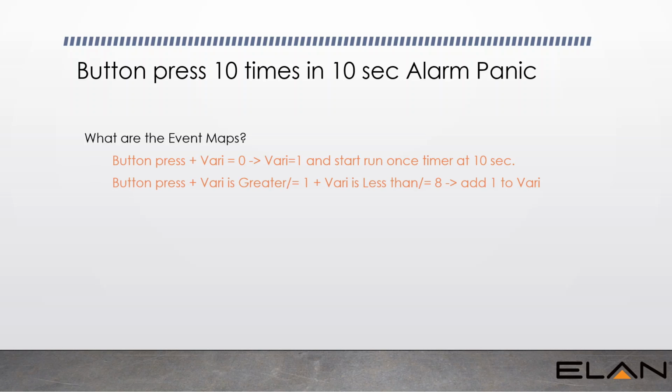Okay, event map number 2 is button press and the variable is greater or equal to 1 and variable is less than or equal to 8 and the timer is running that we started earlier. Add 1 to the variable. This would be the case where we're not going to set the variable, we're going to add 1 to the variable. Next event map, button press and variable equals 9 and the timer is still running. Set security system panic as faulted. Now the one that's the catch on this is we've got to have an event map for if that timer expires, set variable equal to 0.